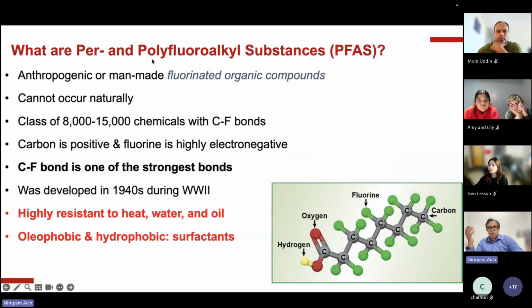So what are these PFAS structures? Per- and polyfluoroalkyl substances, this is a very long name, so we call it PFAS in short. The main thing is that if you think about hydrocarbons, like methane, ethane, and larger chain chemicals with carbon and hydrogen, if we remove the hydrogen and put fluorine in its place, that's when we create fluorinated chemicals.